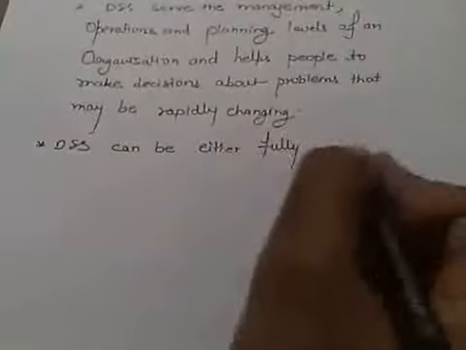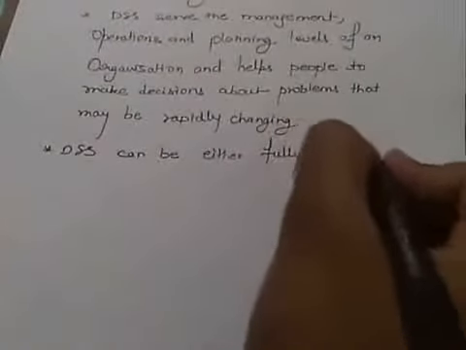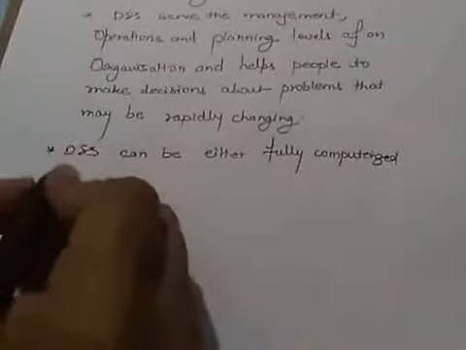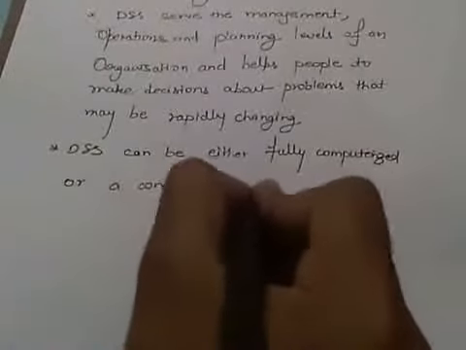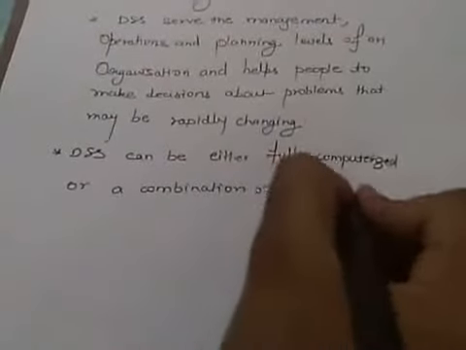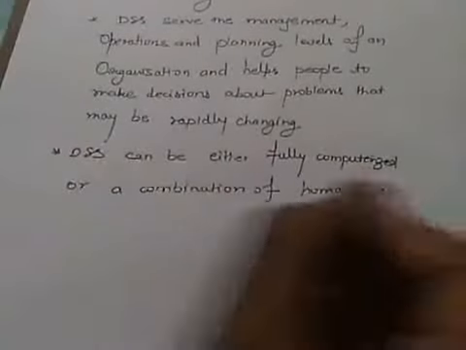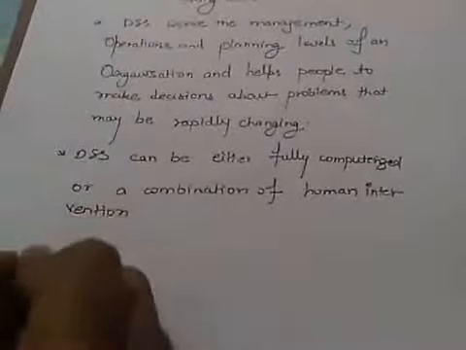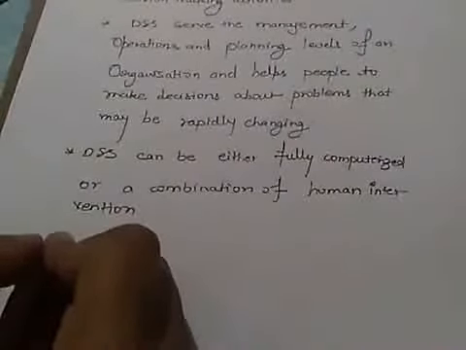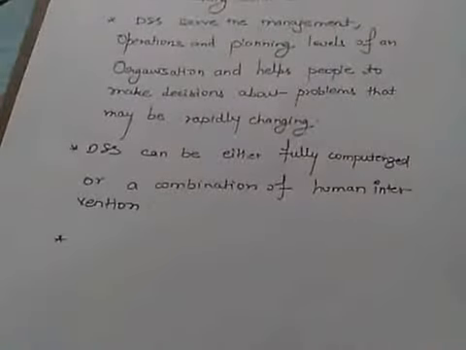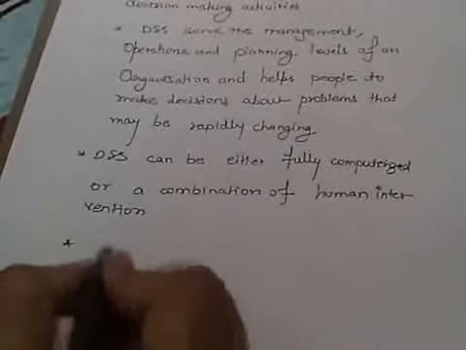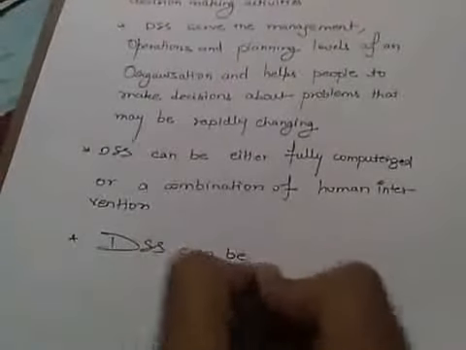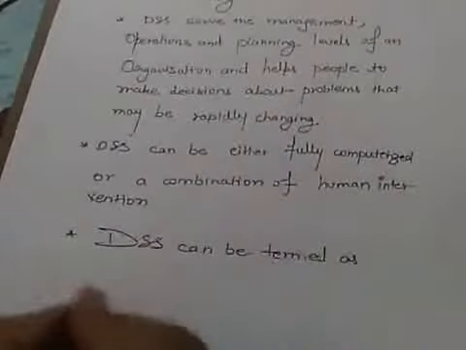Now DSS can be either fully computerized or a combination of human intervention. Now we have different components of decision making that in short form a DSS can be termed as follows.